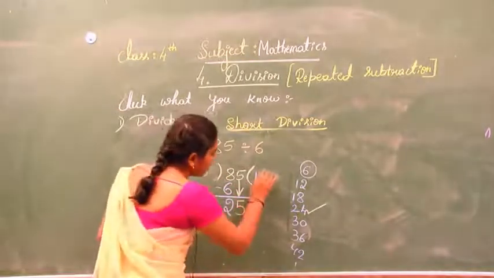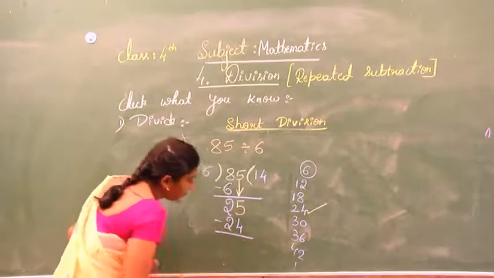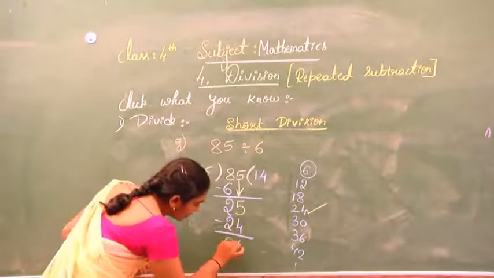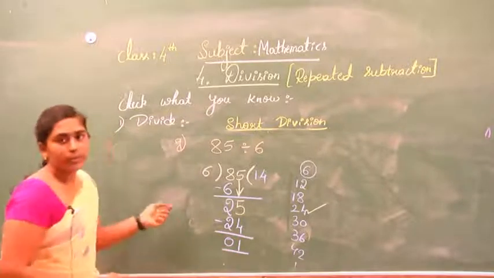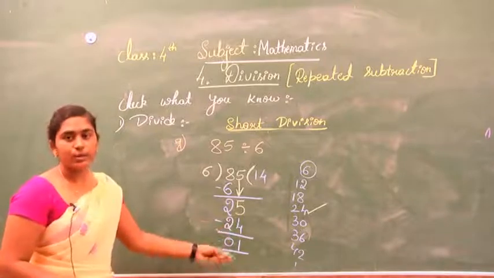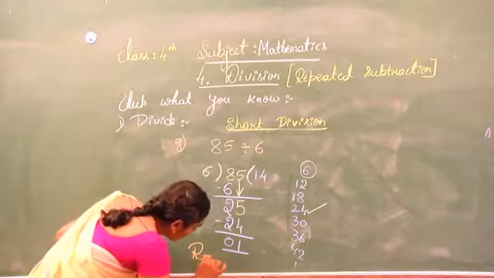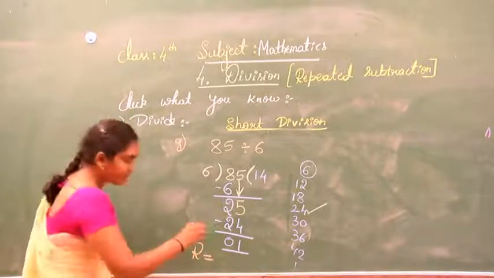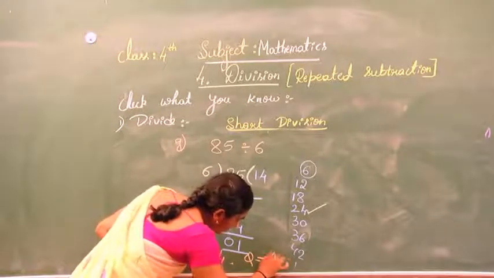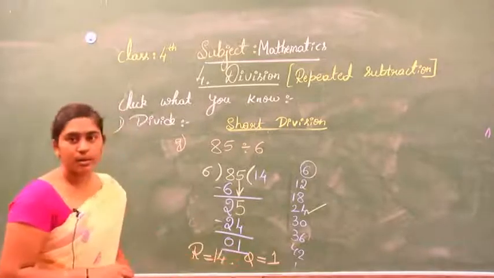6 4s are 24, and subtracting, 5 minus 4 is 1, 2 minus 2 is 0. The number we have left with is smaller than the divisor, so you need to stop here. Now tell me which is the remainder and which is the quotient. Remainder is 1 and quotient is 14, right? Remainder is 1, quotient is 14.